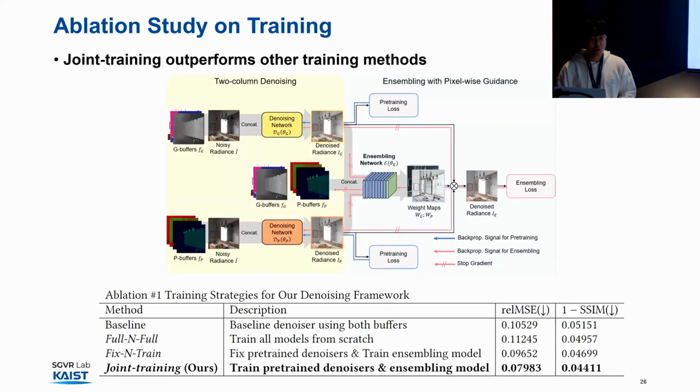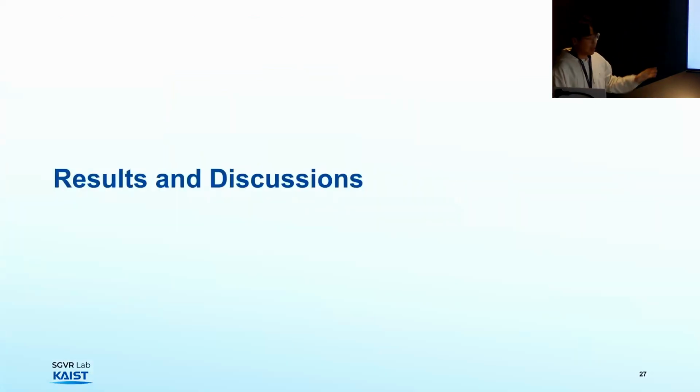Empirically, our joint training strategy has shown the best results compared to other training strategies, such as fully training the whole framework at once, or first pre-training the denoisers and then fixing them while training the ensembling network. So this is the overall explanation of how to train our framework. And I'll go over the results and the discussions of our framework.